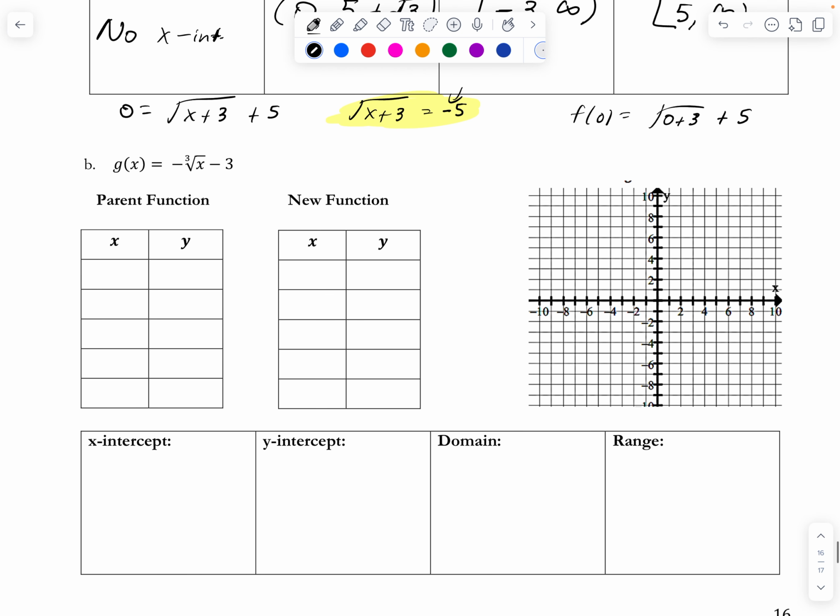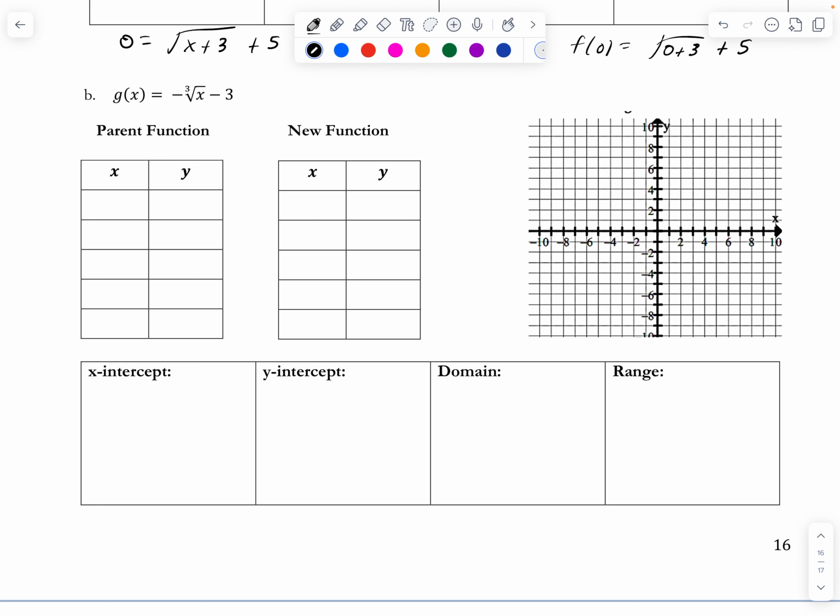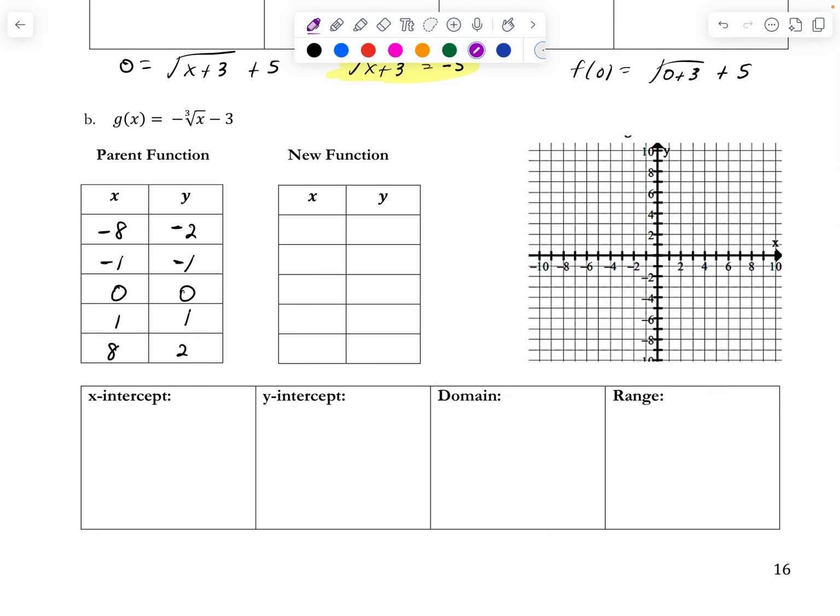All right, let's do the cube root. The cube root function has these for the original points. All right, I'm moving this not at all left or right, right? See how there's nothing inside with this x. I am going to do the opposite of my y values for that reflection over the x-axis and subtract 3.